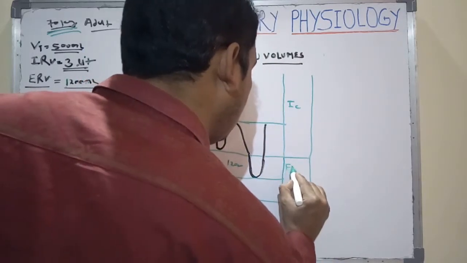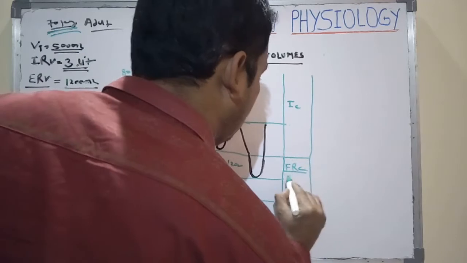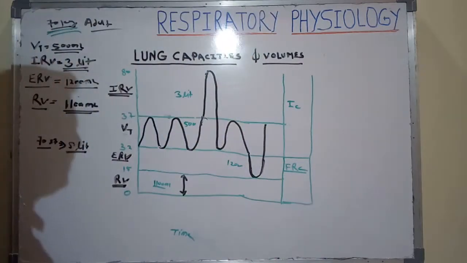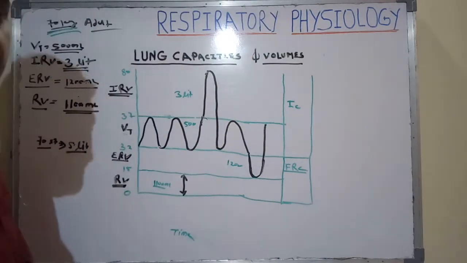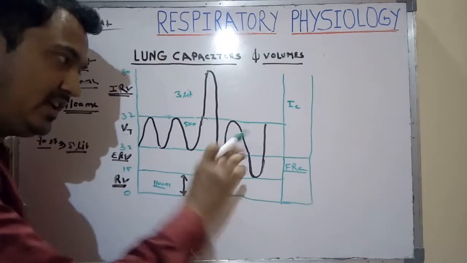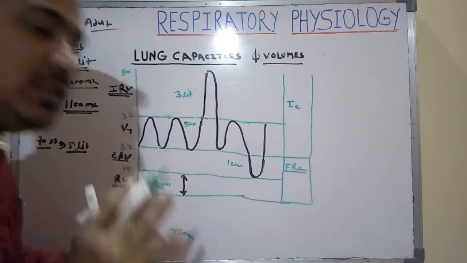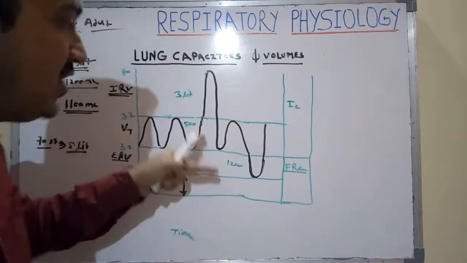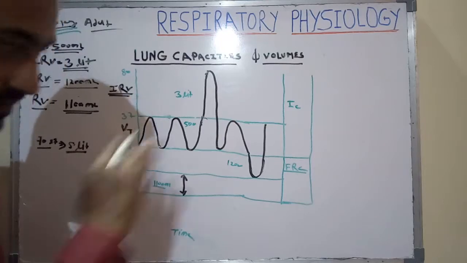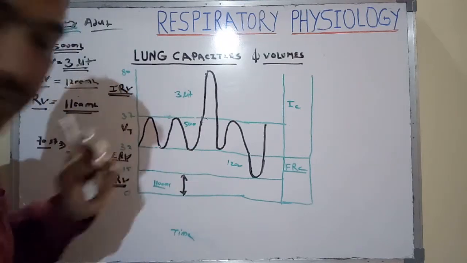Functional residual capacity, FRC. This is called functional residual capacity. That means a volume functionally is there which can be used in expiration. Speaking theoretically, because the residual volume is not taking part in actual inspiration and expiration. Is it clear?